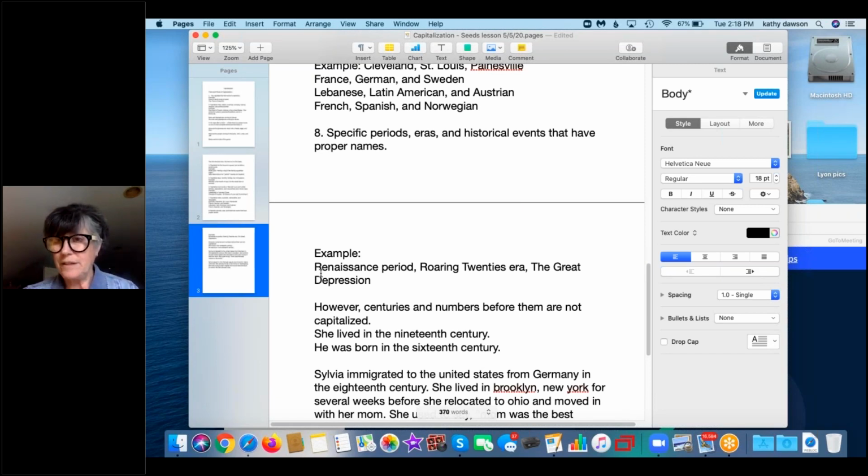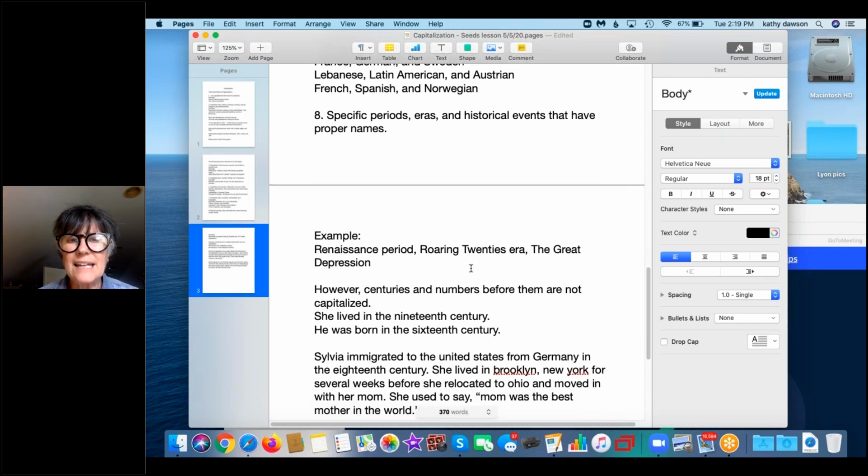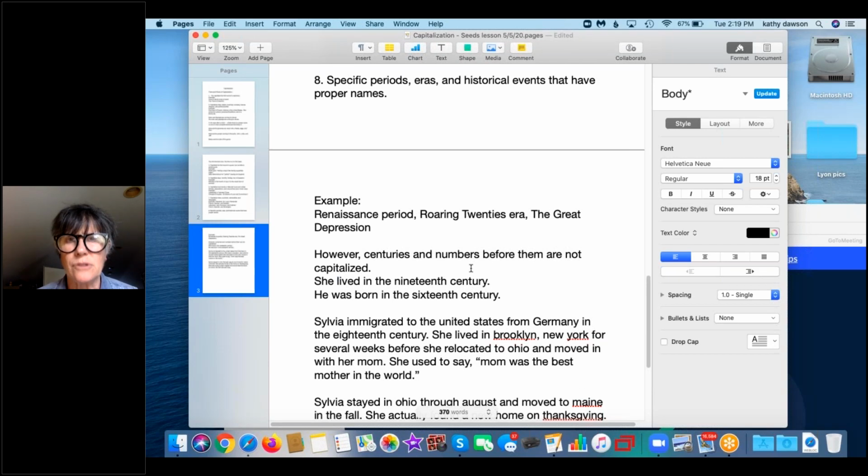A Renaissance is a period in history, so that's capitalized. There's a period in history in the 1920s that's called the Roaring Twenties. So, for example, that's capitalized because it's a period in history. The Great Depression, you've heard of that in the 1930s. That is capitalized. So any kind of historical period of time is always capitalized.